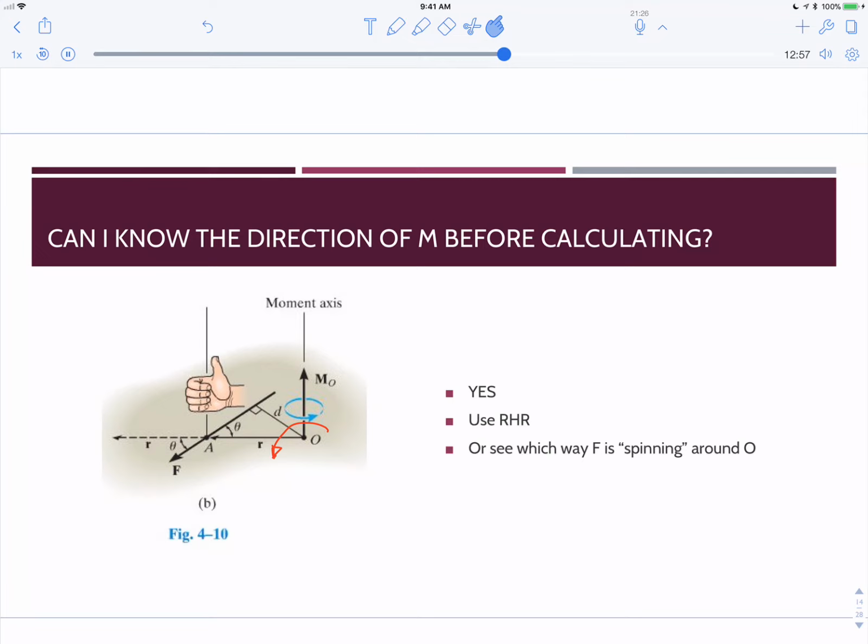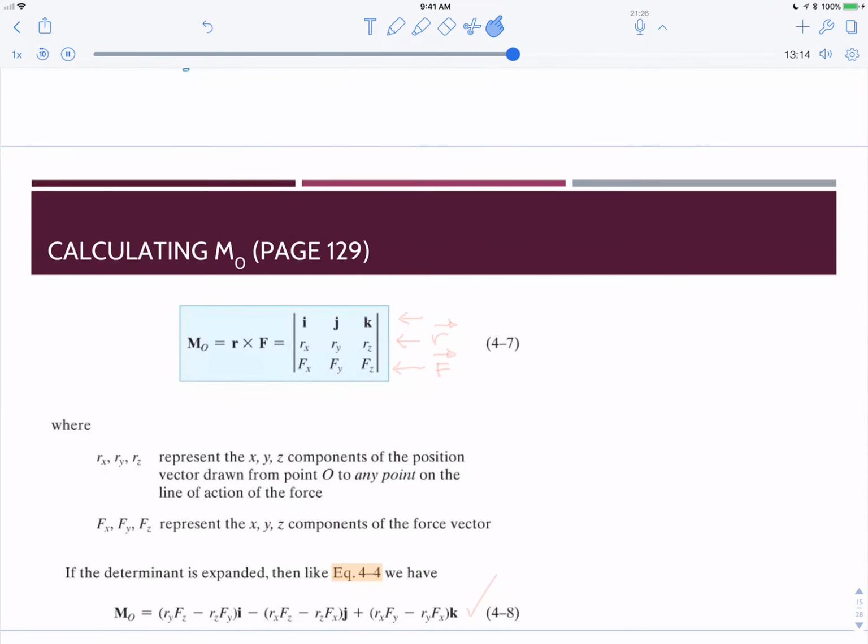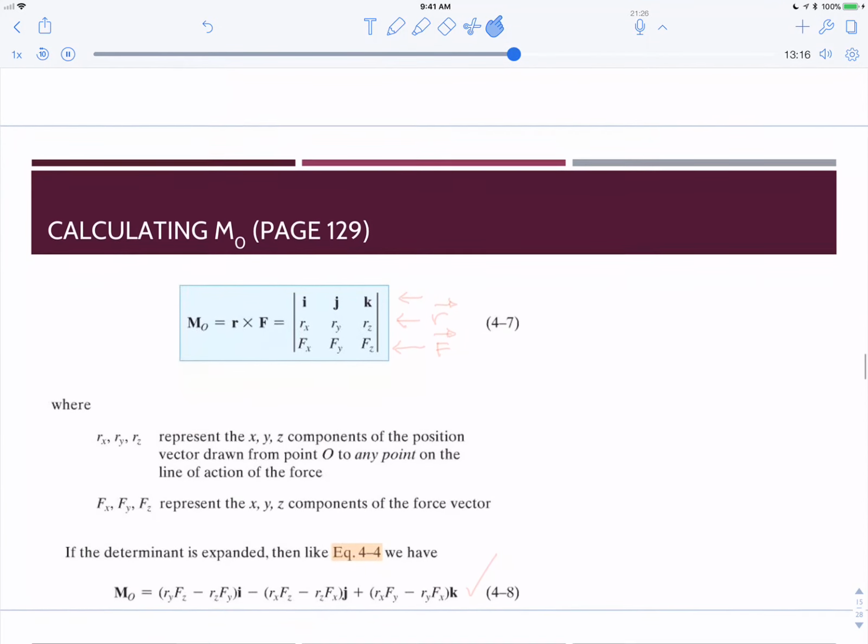What I do is I just look at it and I imagine which way is F spinning around O. Some people that's hard to imagine. We'll go over this in class. This is better done in a live demonstration. We've gone over the cross product earlier in the semester. You're just going to have to go back and look at the notes.